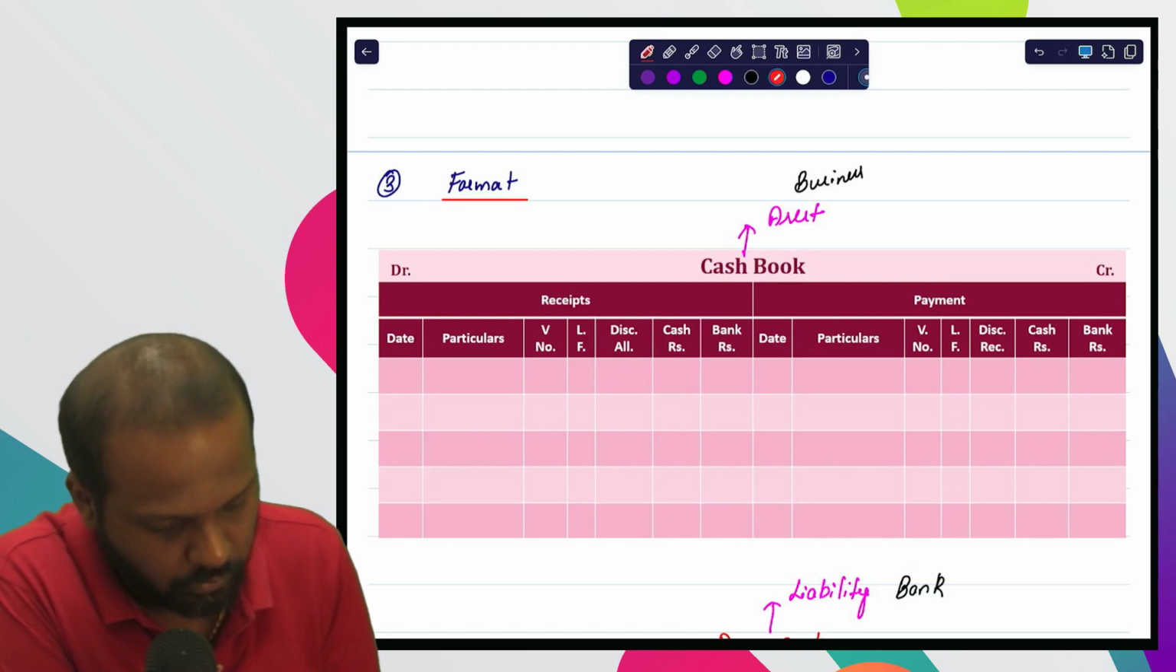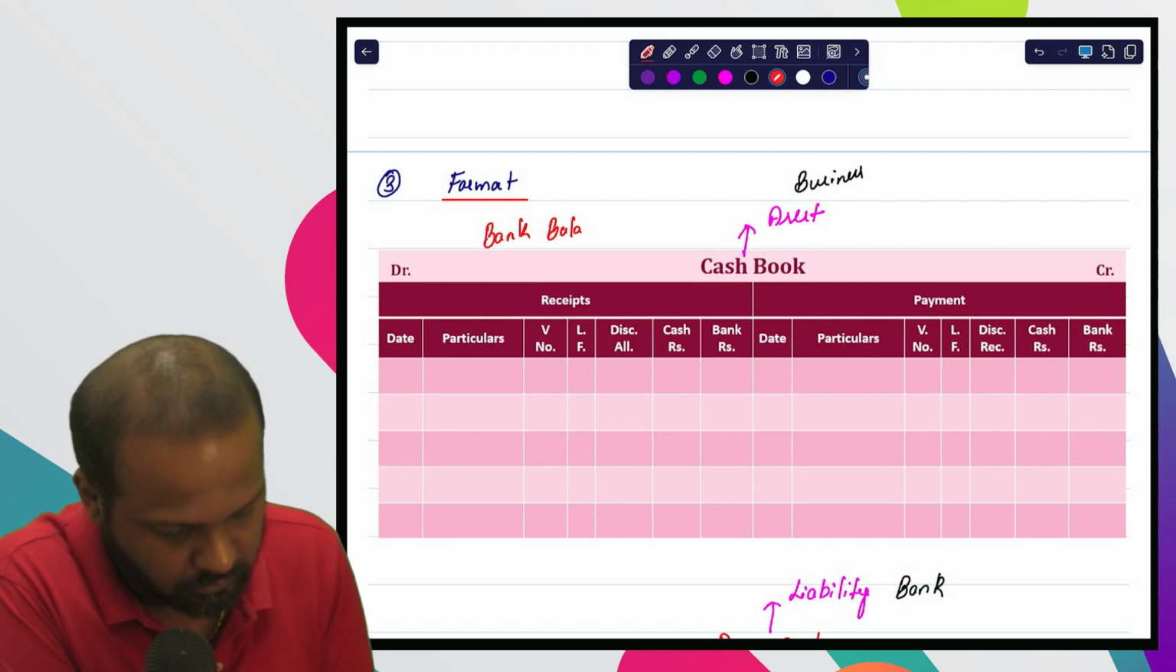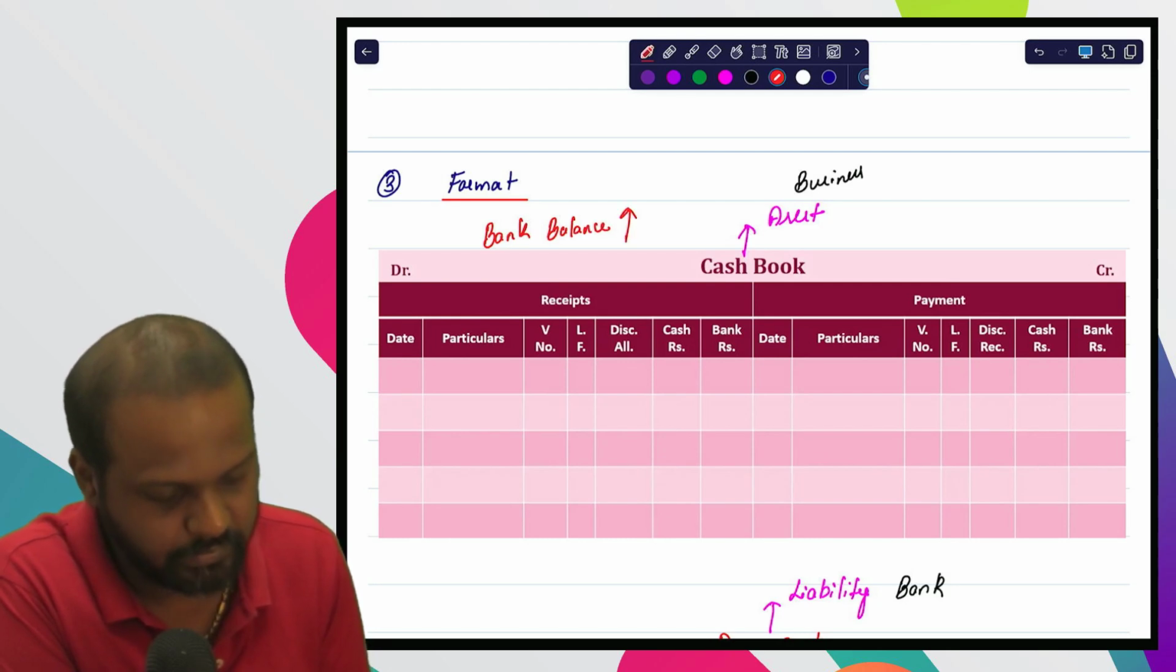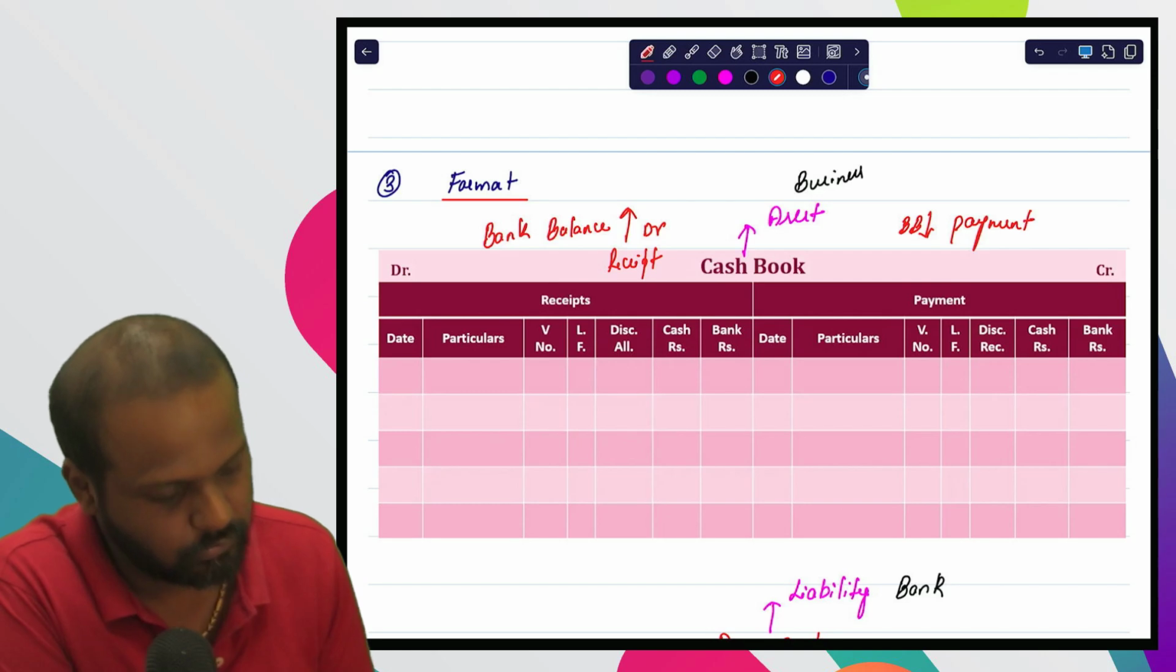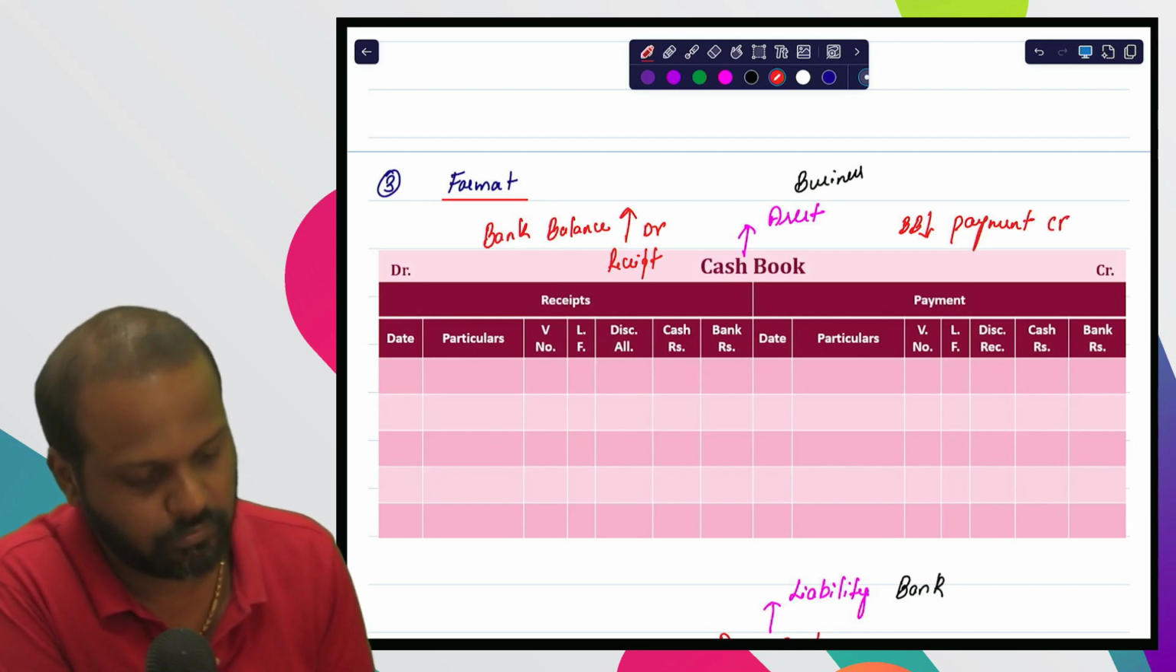So I'll just write it down here. Whenever bank balance increases, you write on the debit side. Debit side means receipt side. But whenever the bank balance is decreasing, you write on the payment side. That is the credit side.